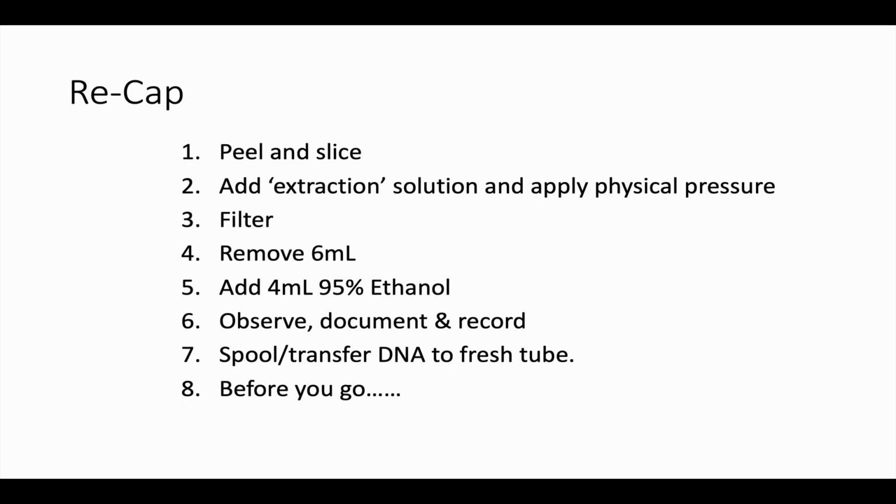So just to recap, you'll peel and slice your kiwi. We're going to add the extraction solution and some physical pressure to disrupt it. We'll filter it, remove 6 milliliters of the filtered solution before adding 4 milliliters of ice cold 95% ethanol. We'll observe, document, record what we see, and we're going to spool our DNA into a fresh tube.